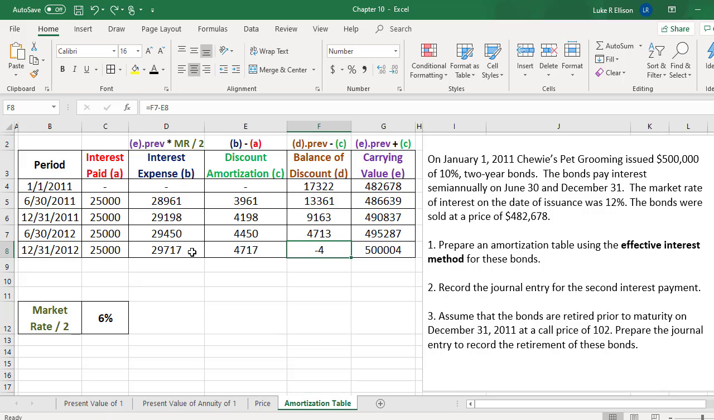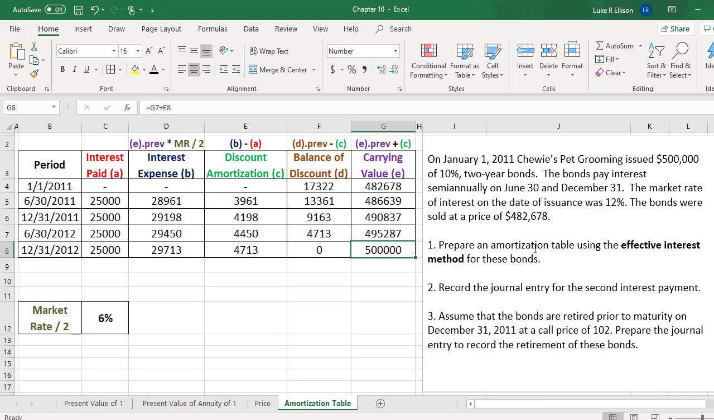So what you can do to correct this is just go to your interest expense and subtract 4. So we take the number here. If we subtract 4, we'll get 29,713. And then when you calculate the remaining columns, you should get 0 for your discount and 500,000 for your carrying value.